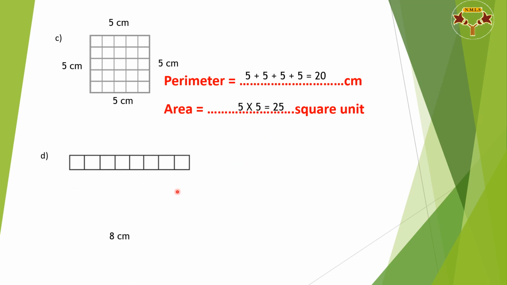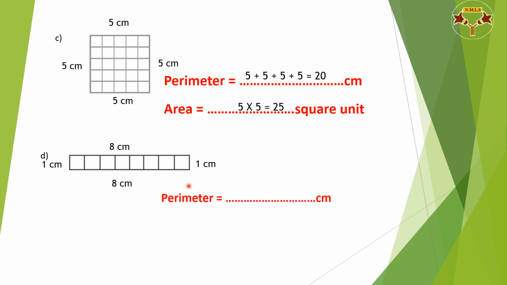Number D. Here we have a rectangle, because we have two short sides and two long sides. Two short sides and two long sides, okay? If one of its long sides equals 8, then the other one is also 8. And if one of its shorter sides equals 1, then the other will also be 1, okay?